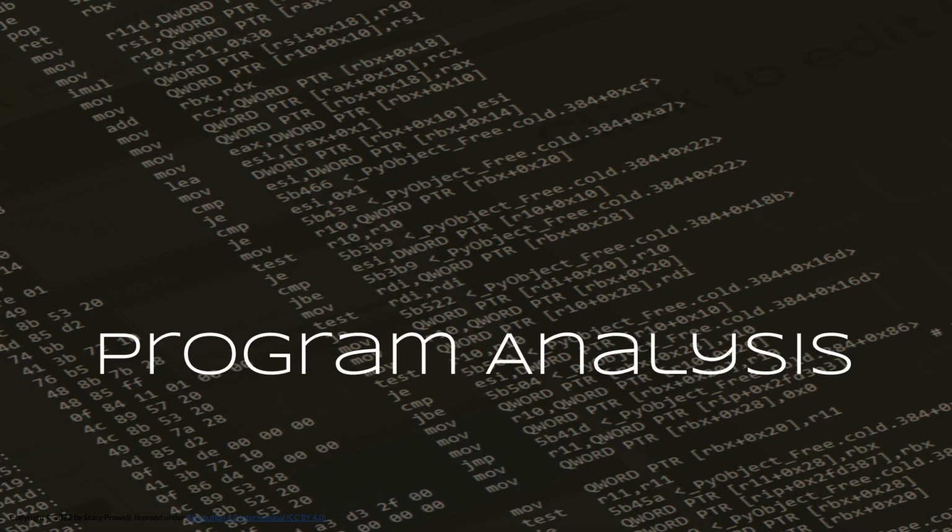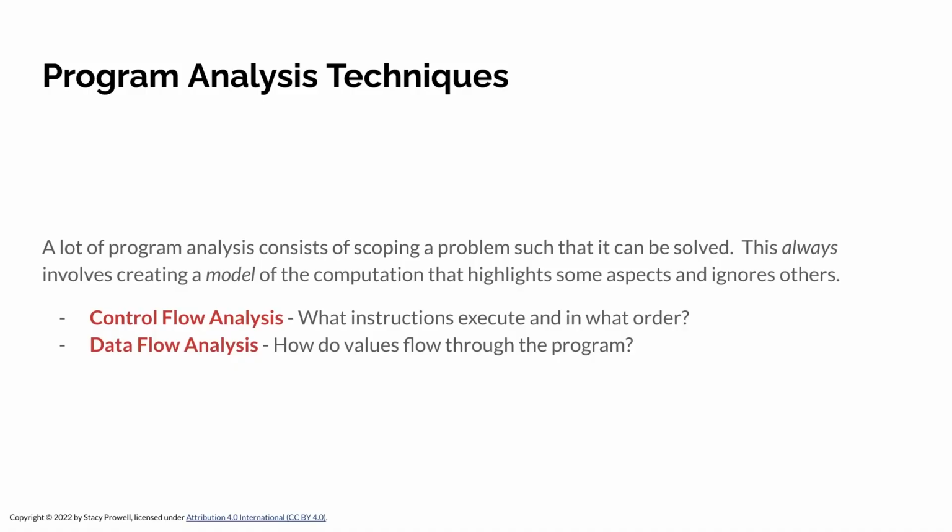So let's talk about program analysis. Program analysis techniques really come in two basic categories. And this is kind of a weak categorization. If you want to analyze a program, you're going to end up having to do both of these things. But we tend to think of analysis techniques as falling into the control flow analysis bucket, where we ask, what instructions are going to execute, in what order are they going to execute? And the data flow analysis, where we say, where is the data going within the program? How is it moving through the program as it's collected or it's processed and generated?